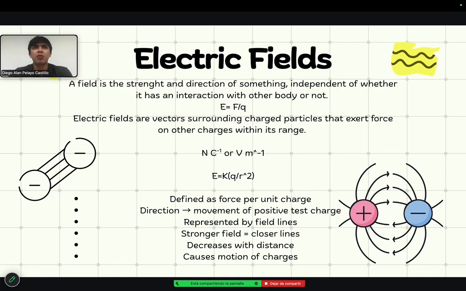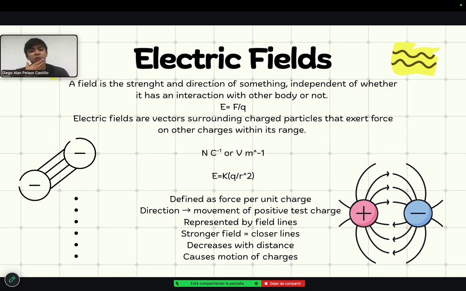So something quite important to mention about electric fields is that they have both magnitude and direction. So they are represented as vector quantities, and the direction of the field is defined as the direction that a positive test charge would move if placed in that same field.